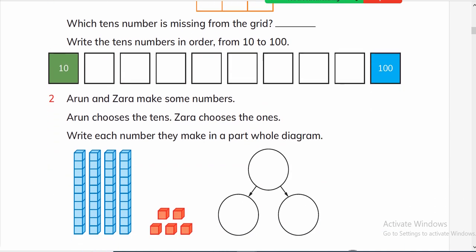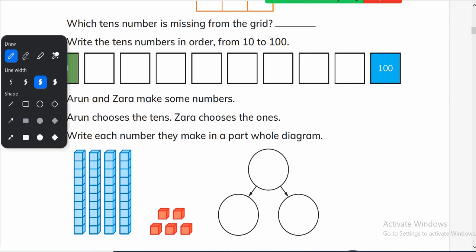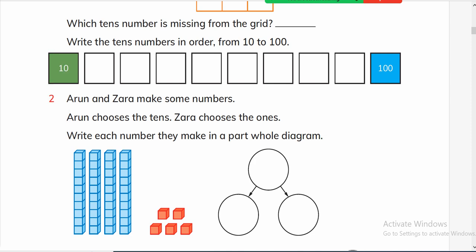Okay, next is write tens. Write the tens numbers in order from 10 to 100. Here they said that we have to write in order. So here, can I write 40 first? No. They said that write in order. So I will write in order.